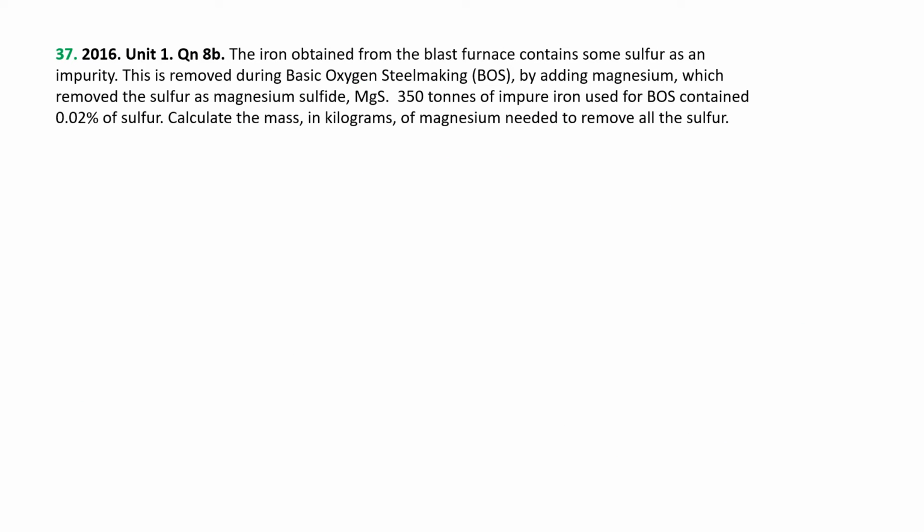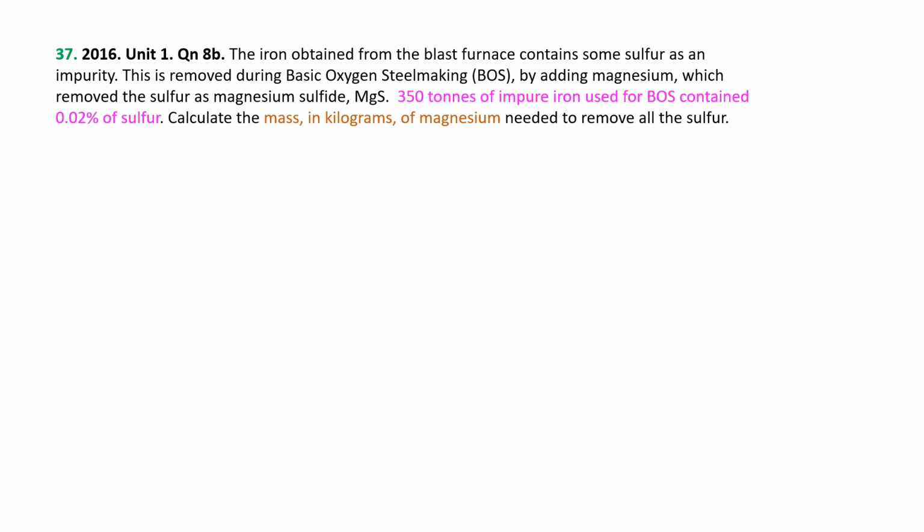So iron obtained from a blast furnace contains some sulfur as an impurity. This is removed during basic oxygen steel making by adding magnesium, which removes the sulfur as magnesium sulfide. 350 tons of impure iron used for BOS contain 0.02% of sulfur. Calculate the mass in kilograms of magnesium needed to remove all the sulfur.